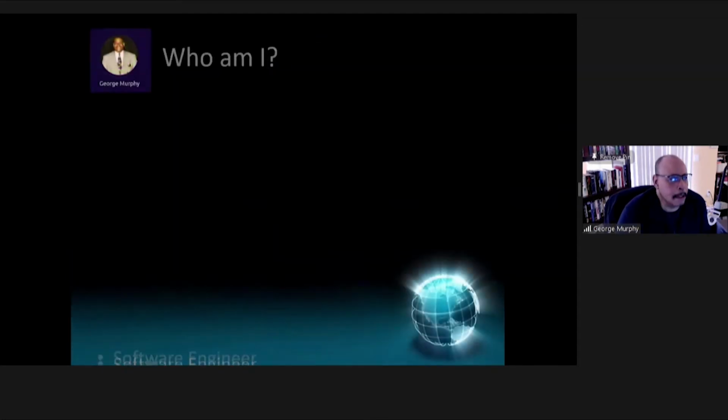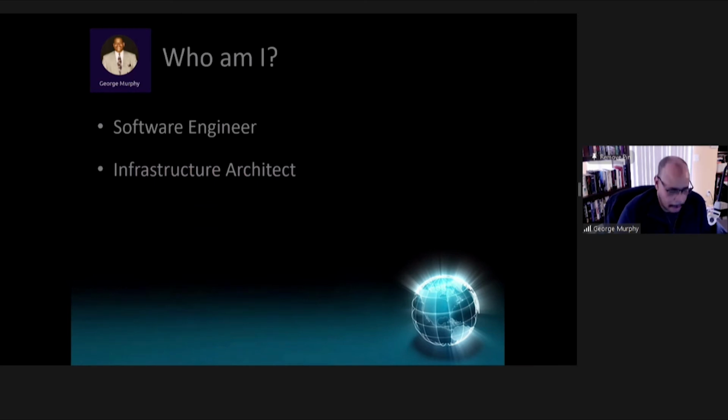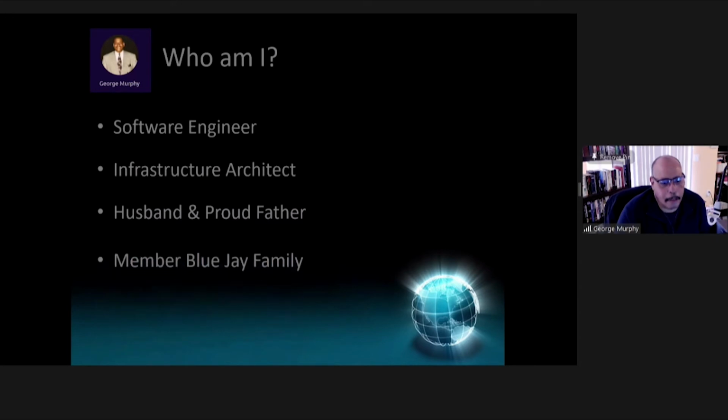My name is George Murphy, and I'm a software engineer and an infrastructure architect. I've been doing this for the last 20 years, and I'm also a husband and proud father. My youngest daughter was just admitted to Johns Hopkins University. That's something I'm very proud of her for achieving. It's very hard to get into that school.